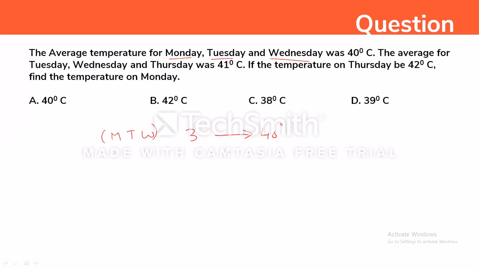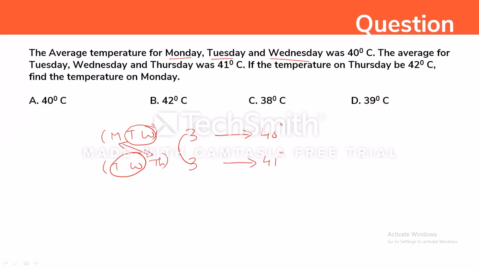The average for Tuesday, Wednesday, and Thursday: again the count is 3. Now if the count is the same, can I say this problem falls under the replacement type? Yes, of course, replacement problems. The average of Tuesday, Wednesday, Thursday is 41 degrees. If you observe, the count is the same, but the days are changed. The days in the second case are Tuesday, Wednesday, and Thursday. Tuesday and Wednesday are the same in the first and second case.